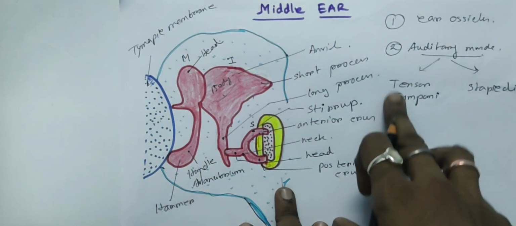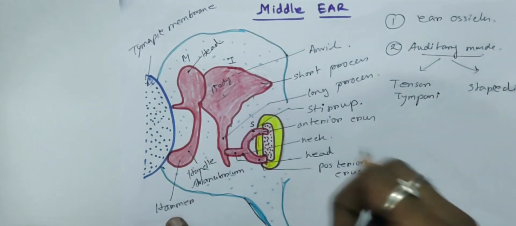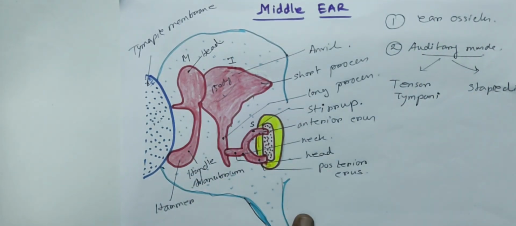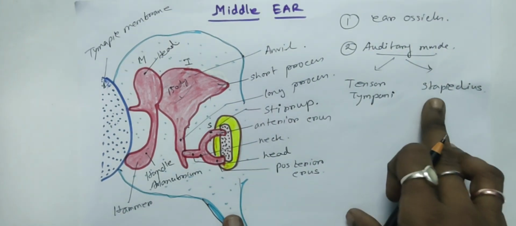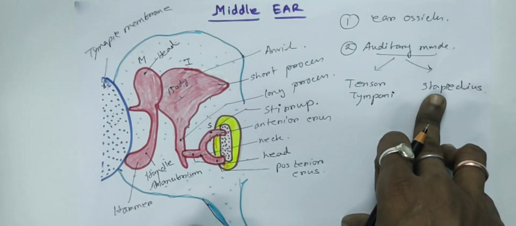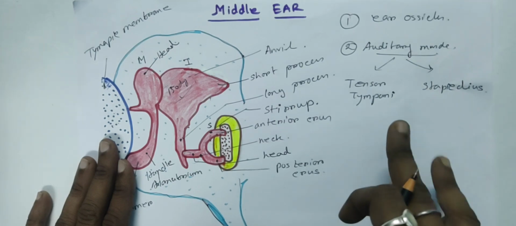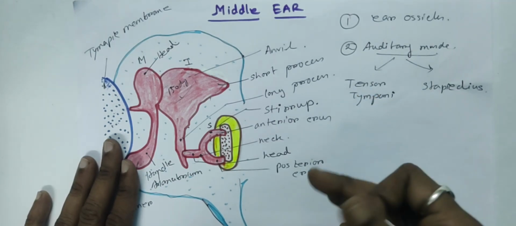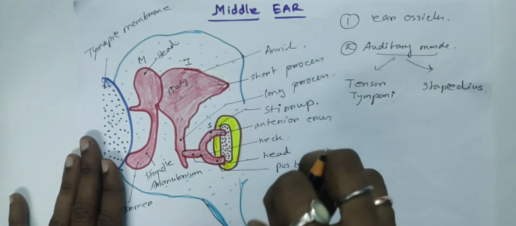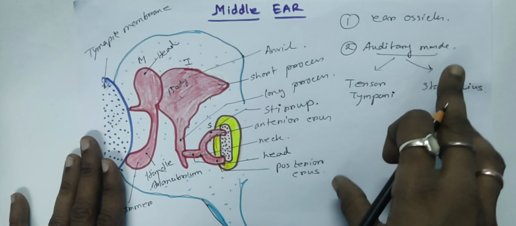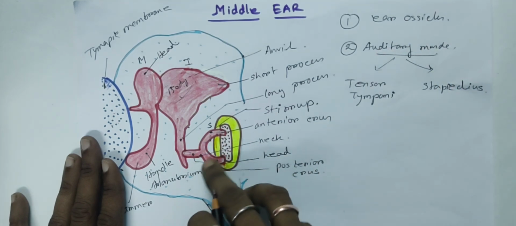Tensor tympani helps to stretch the tympanic membrane, so that sound waves can hit the tympanic membrane easily. And stapedius is a muscle that helps the stapes to not vibrate too much, because if it moves very rapidly, it will harm the inner part of the ear. That's why it controls the movement. The stapedius muscle controls the vibration of the stapes.